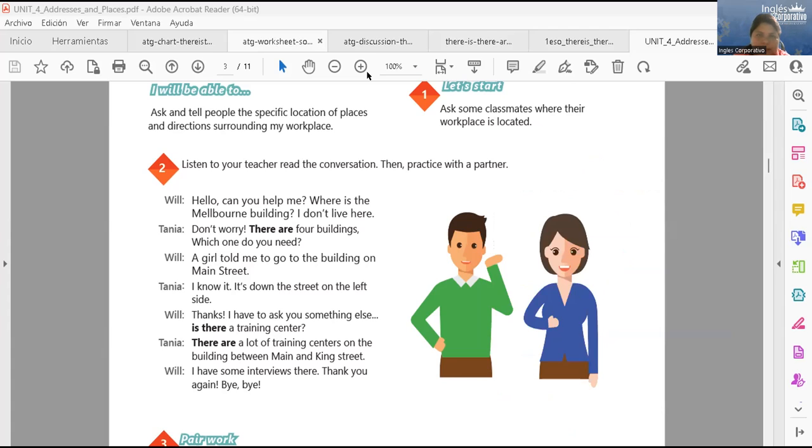Daniel, go ahead and Dora, okay, Daniel and Dora, read the dialogue. Hello, can you help me? Where is the Melbourne building? I don't live here. Don't worry, there are four buildings. Which one do you need? A girl told me go to the building on Main Street. I know it. It's down the street on the left side. Thanks. I have to ask you something else. Is there a training center? There are a lot of training centers on the building between Main and King Street. I have some interviews there. Thank you. Thank you again. Bye-bye. Bye-bye.